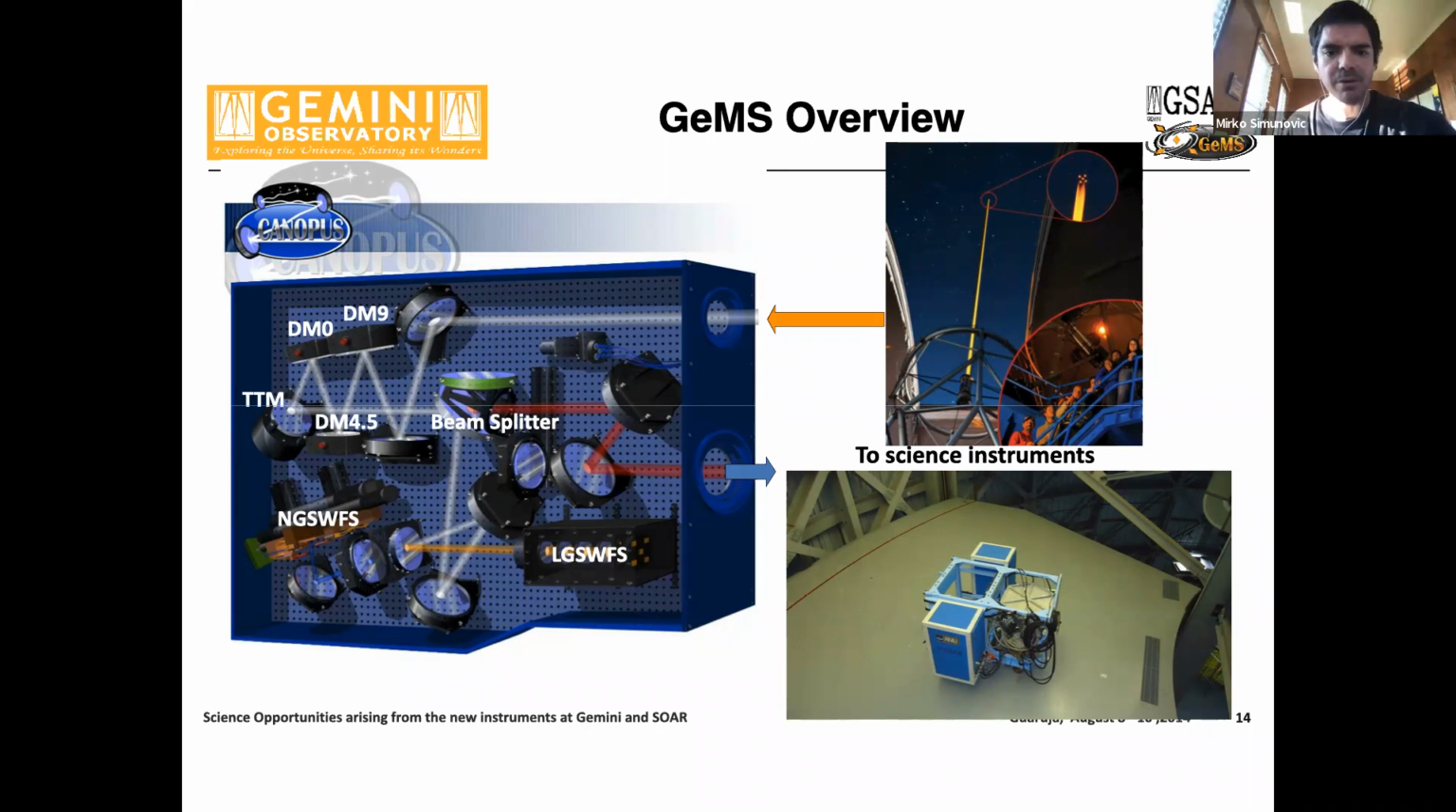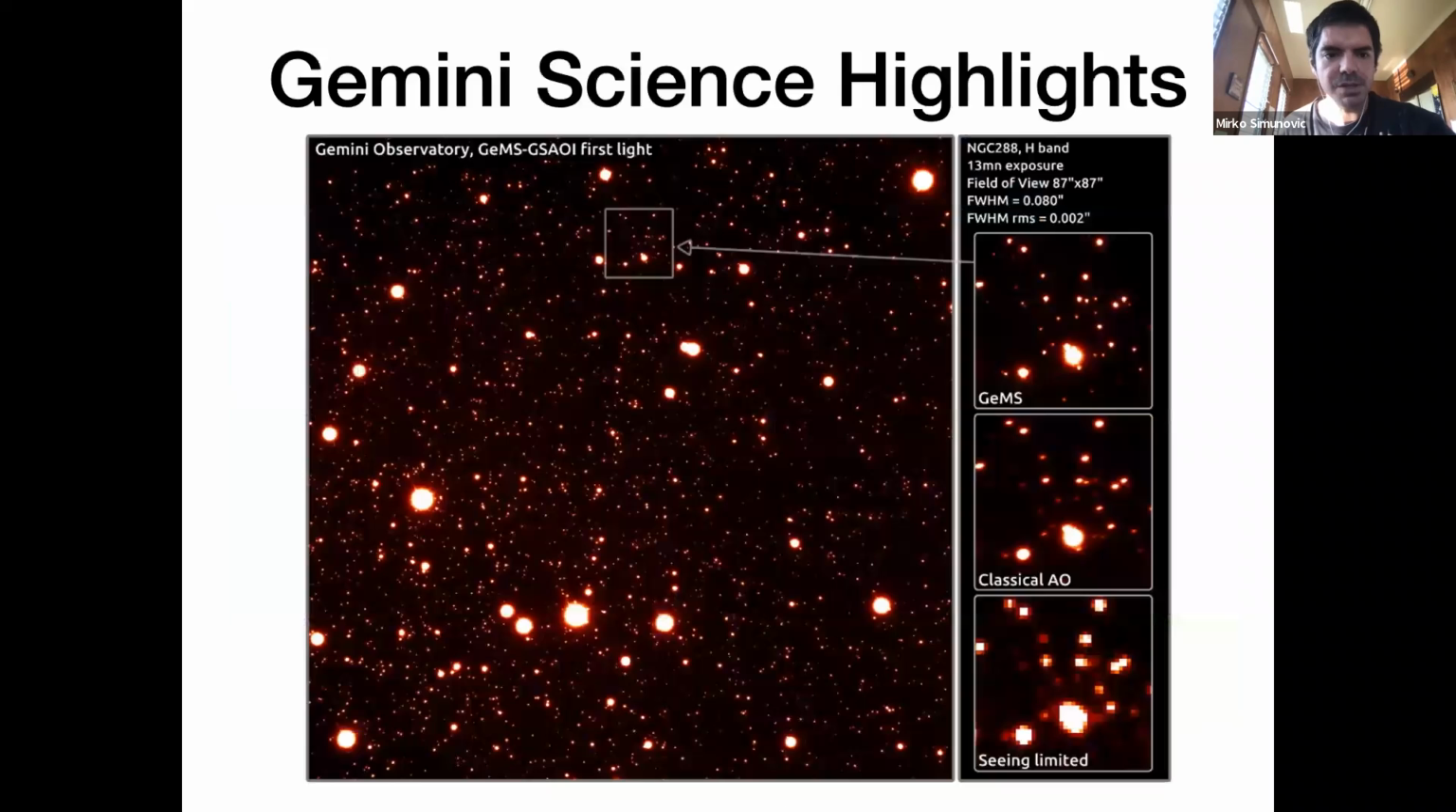It's collected by the mirror of the telescope. It goes into your adaptive optics system, and then the system outputs the corrected light, which goes into the instrument. In this case, the instrument is called GSAOI, and that's the detector, and that's an image that you see here, a large image taken with GSAOI with the detector at Gemini.